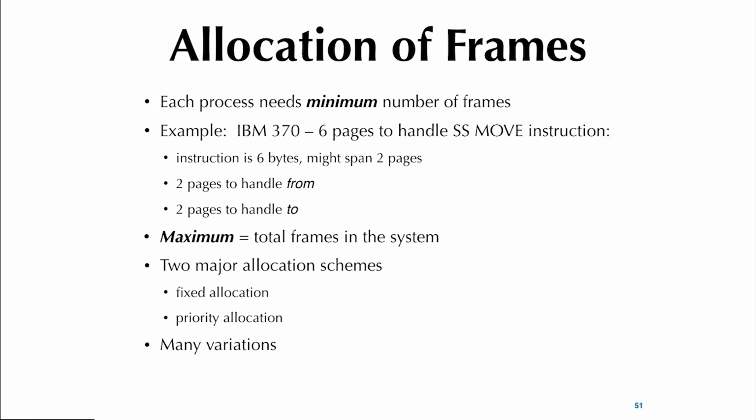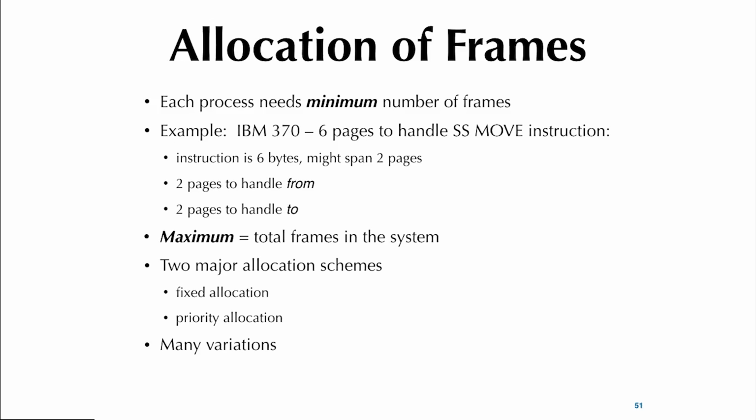Also, there may be some minimum number of frames needed. Why? Because of architecture considerations. The IBM 370 has one instruction, a special kind of move, that may need as many as 6 pages. The instruction itself is 6 bytes, which means it could cross a page boundary, and it has a from and a to for doing a move, right? But the from buffer could cross a page boundary. The to buffer could cross another 2 page boundaries, right?